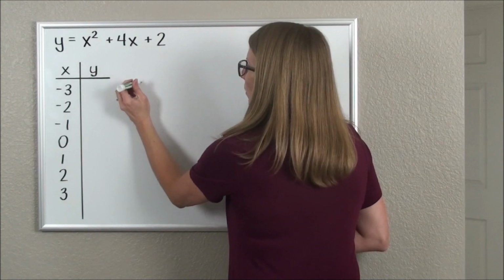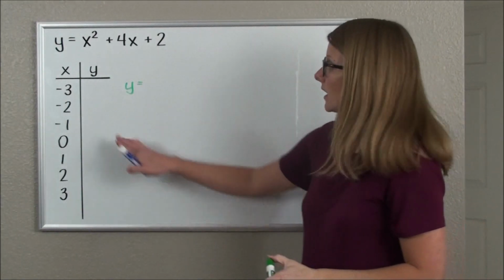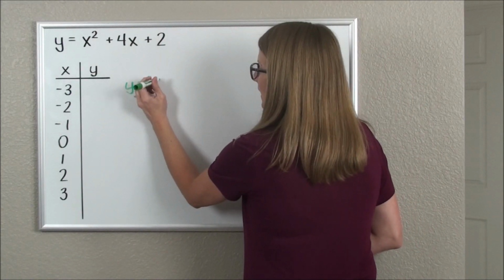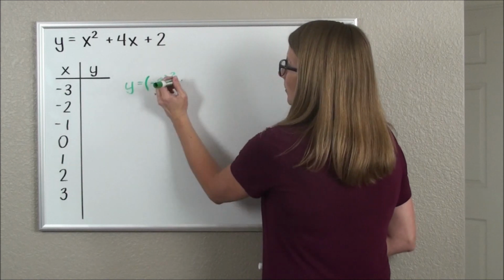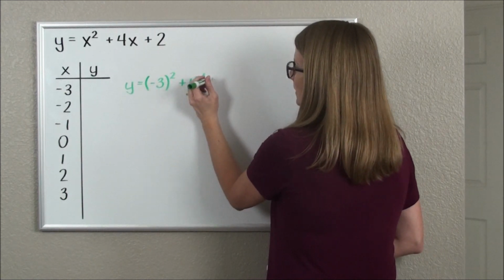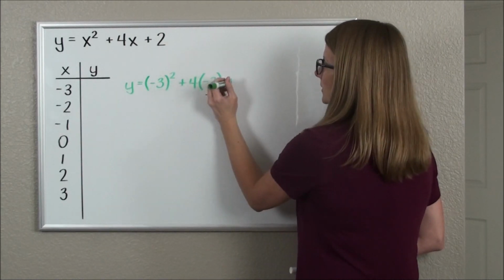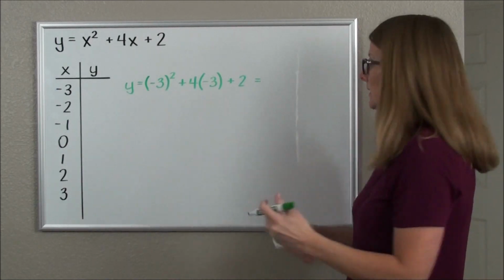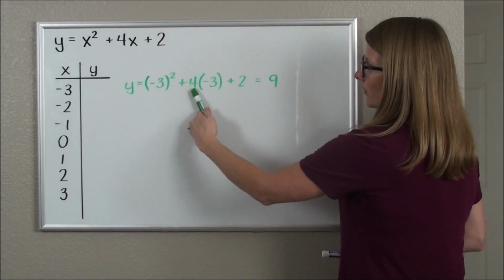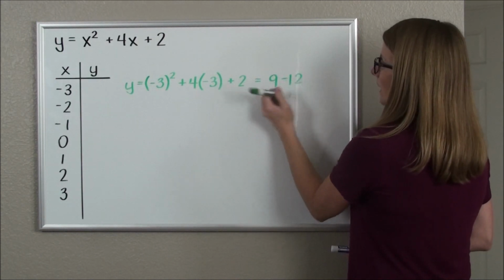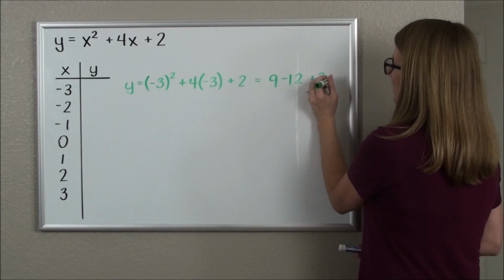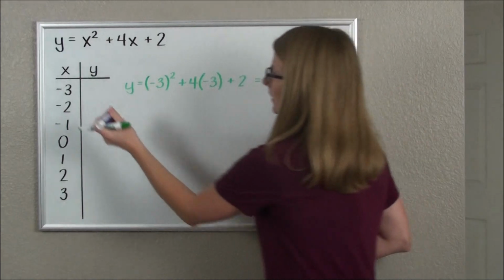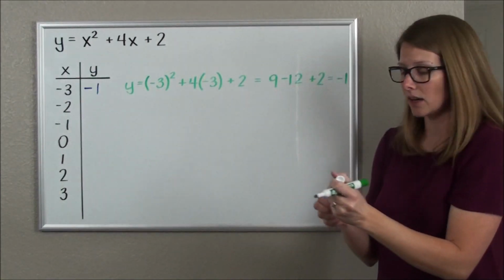We'll start with our equation y equals, and then everywhere I see an x, I'll use parentheses around the value I plug in. So we have x squared, in this case that's negative 3 in parentheses, squared, plus 4 times x, so 4 times negative 3 in parentheses, and then plus 2. So here we have negative 3 squared, which is negative 3 times negative 3, that gives us 9. Here we have 4 times negative 3, which is negative 12. And then we have plus 2. 9 minus 12 would give me negative 3. Negative 3 plus 2 is negative 1. So there's my y value when x is negative 3.